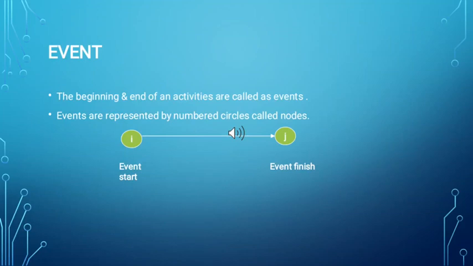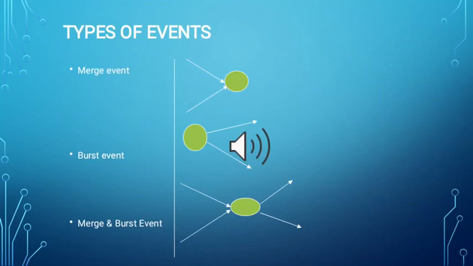Event: the beginning and end of activities are called events. Events are represented by a numbered circle called a node. Types of events: merge event, burst event, merge and burst event.